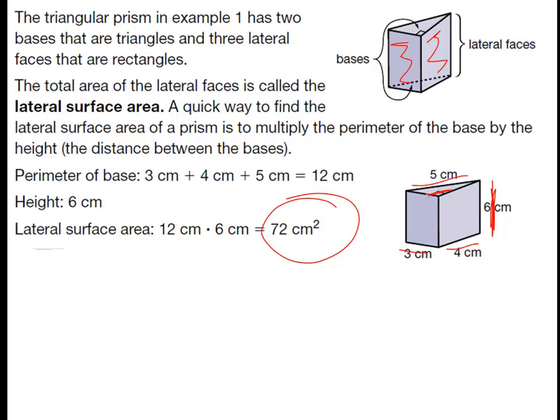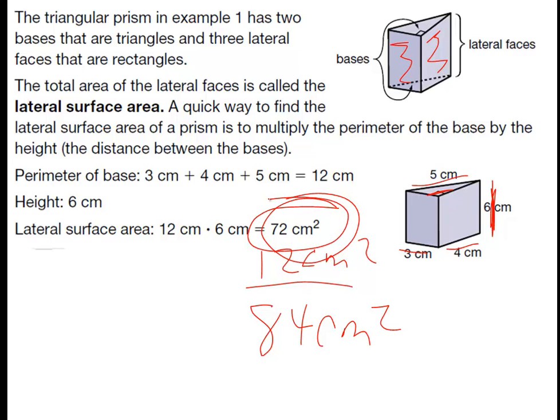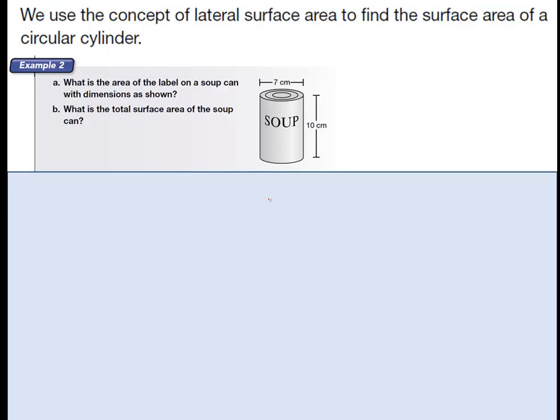And then if you add the two triangles, if you remember, those were 6 each, so the total surface area was 84 centimeters squared, but the lateral surface area is 72 centimeters squared. All right, the reason why I know lateral surface area is because we deal with that when we're doing the surface area of a cylinder, like the soup can. So in this question here, it asks us, what's the area of the label on the soup can with the dimensions as shown?